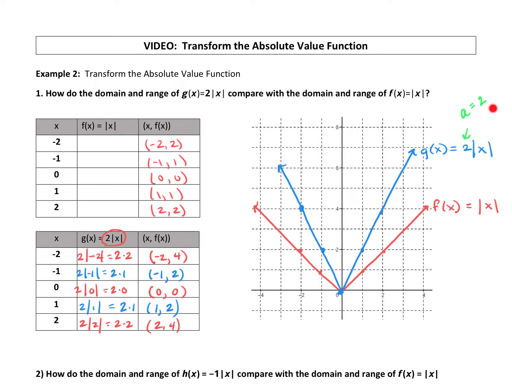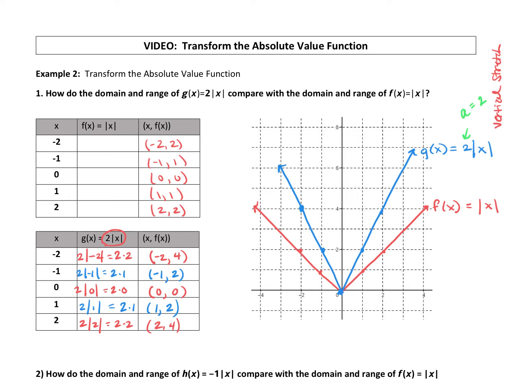Now, if your a value was between 0 and 1, if it was a fraction, that would be a compression, and it would flatten out. It would squish your absolute value, your v. You would have a v that's kind of going out where the sides are down here. That is what a compression might look like. So why don't we just make a little note that this is a vertical stretch. That's the transformation we just did.